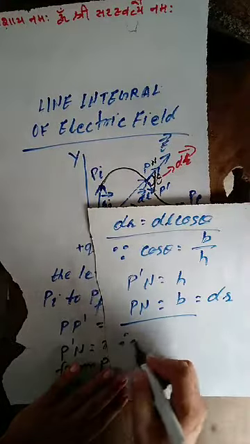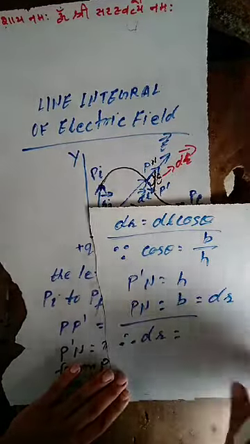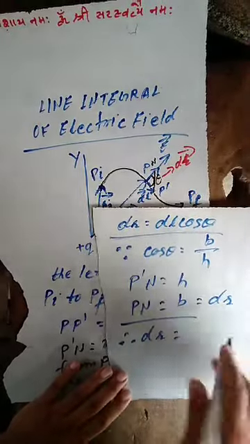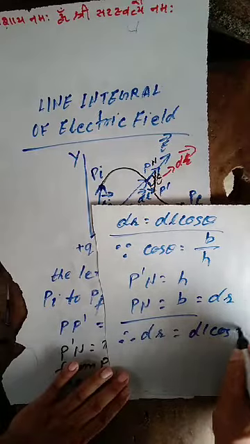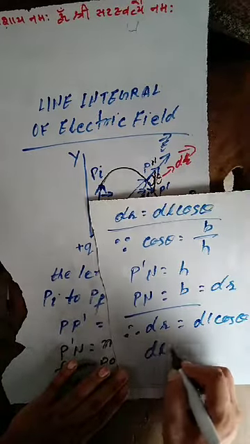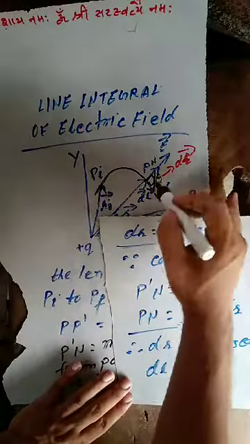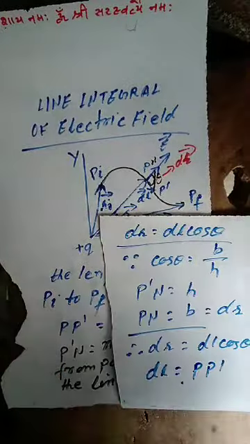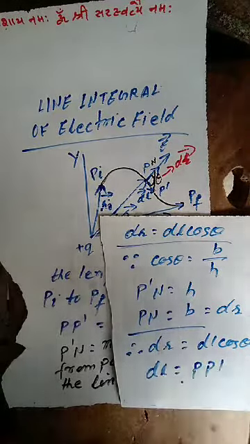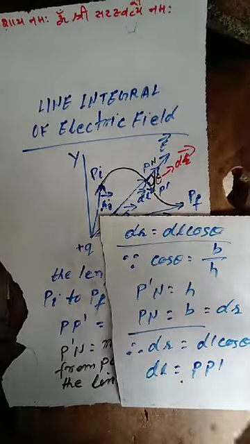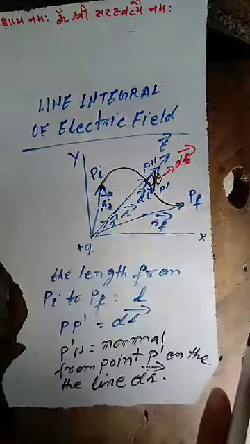Therefore dr will be dl cos theta. What is dl? dl is your P dash. In the diagram, see, P dash is your dl. So in this way we have got that dr is equal to dl cos theta. Therefore we can write dr instead of dl cos theta.